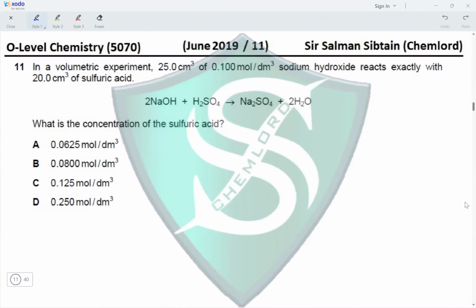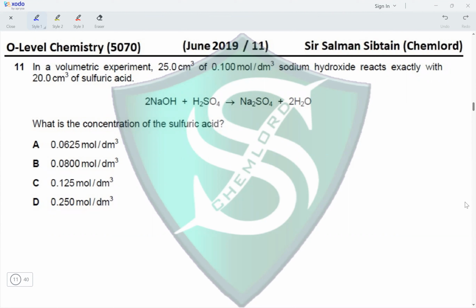Hi guys, this is O-level chemistry, paper 11, June 2019, question 11. In a volumetric experiment, 25 cm³ of 0.1 mol/dm³ sodium hydroxide reacts exactly with 20 cm³ of sulfuric acid. And the equation is given. What is the concentration of the sulfuric acid?